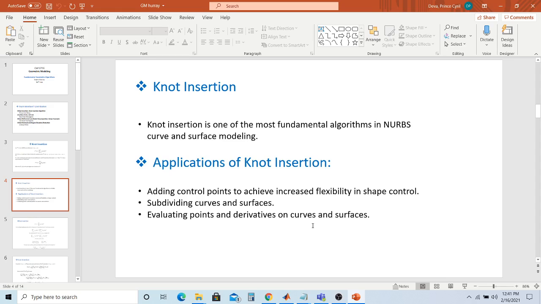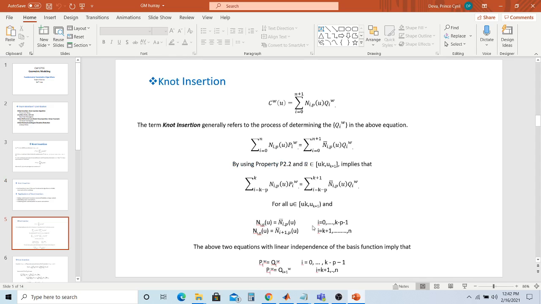These are some of the applications of knot insertion: adding control points to achieve increased flexibility in shape control, subdividing curves and surfaces, and evaluating points and derivatives on curves and surfaces. Generally, the process of determining Q_i^w in the above equation is called knot insertion.